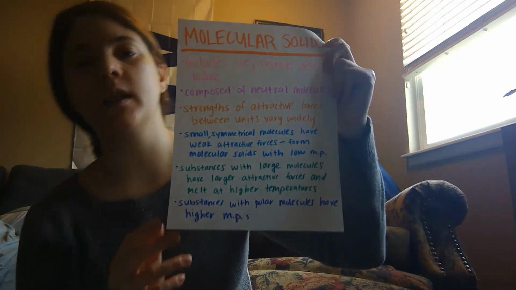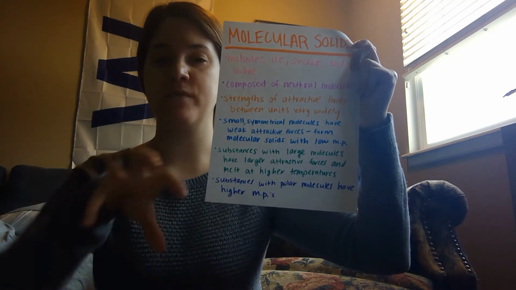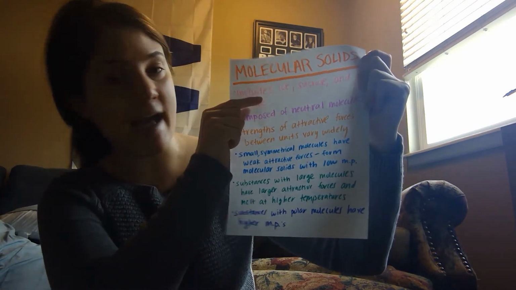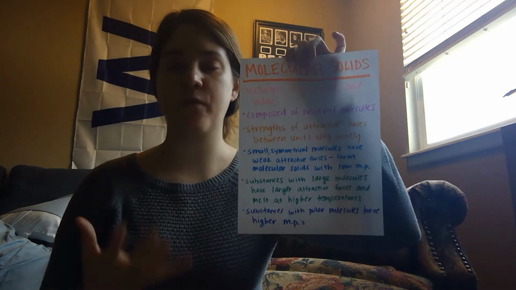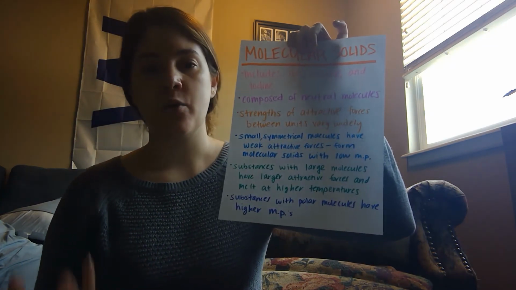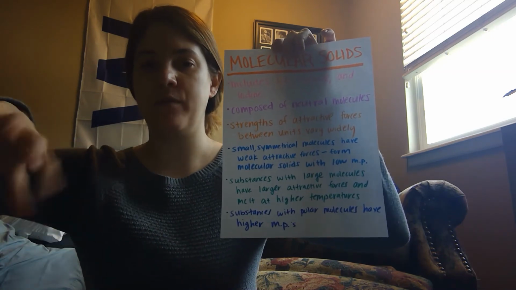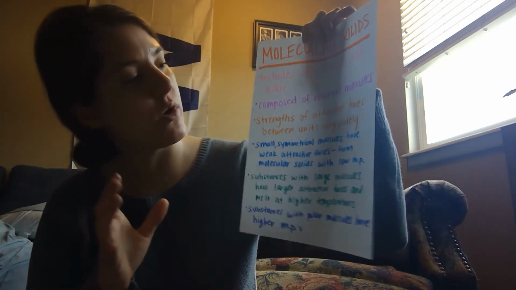Lastly, we have molecular solids. Molecular solids are solids of just pure full molecules held together. A good example is ice. Ice is frozen water. When water freezes, those water molecules form a solid with their coordination.